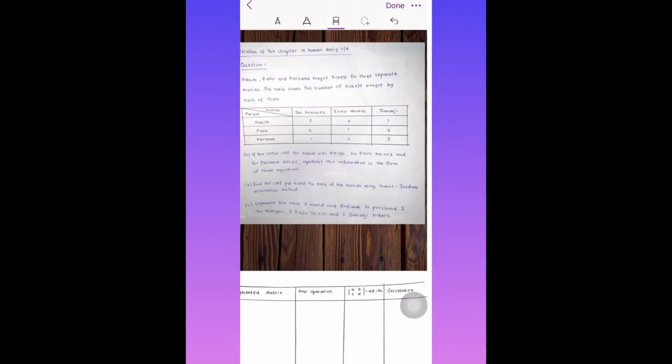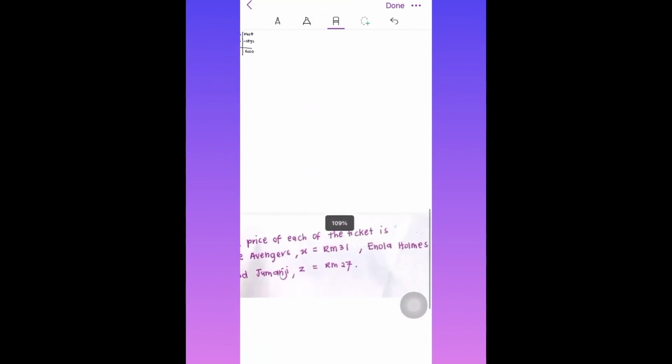The final answer is the ticket of the Avengers is 31 ringgit, for Enola Holmes 25 ringgit per ticket, and Jumanji goes to 27 ringgit per ticket. The last question, determine how much it would cost Rafida to purchase 1 ticket of The Avengers, 1 ticket of Enola Holmes, and 2 Jumanji tickets. So we have the answer for this in question B.